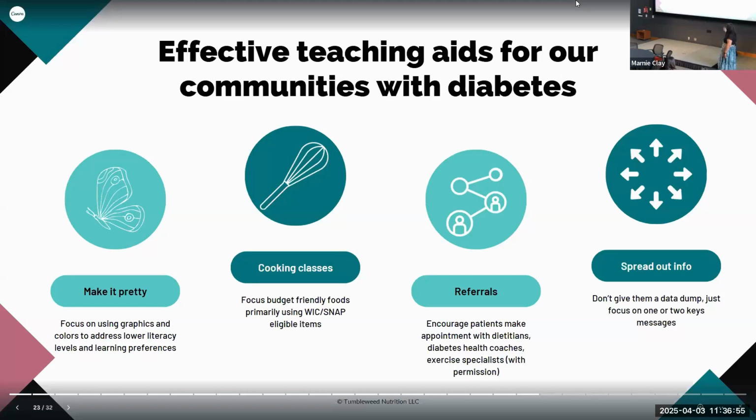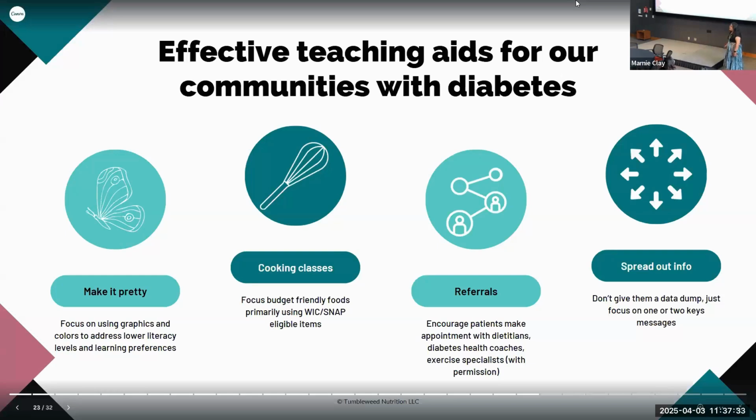And I would also say integrate WIC and SNAP foods because many of our people are receiving those benefits. When we're working with referrals, encourage patients to make an appointment with dietitians. As dietitians, we have really high no-show rates. In my hospital, I think it was like a 60% no-show rate, which is a lot. They have positions called diabetes health coaches, and also exercise specialists.